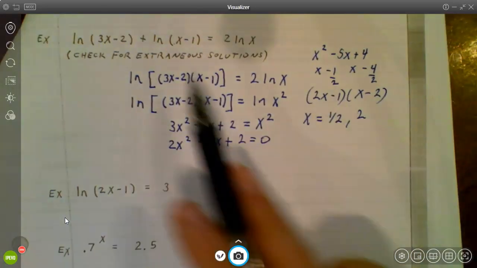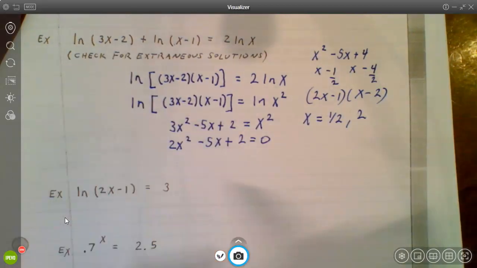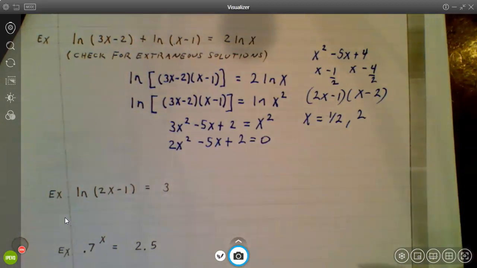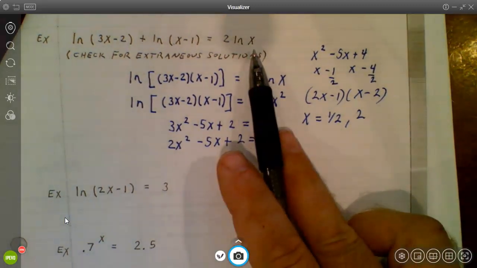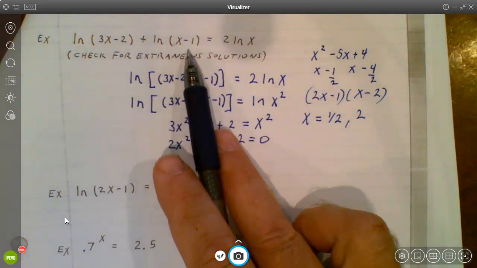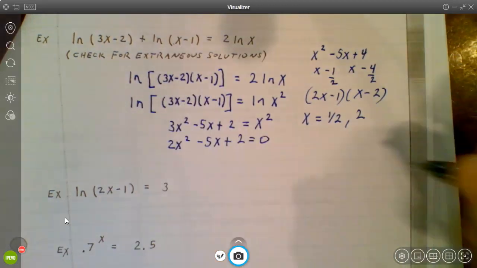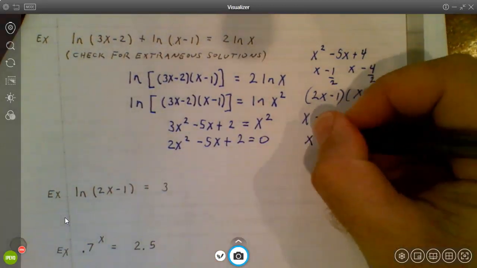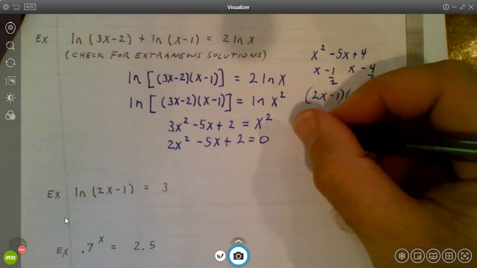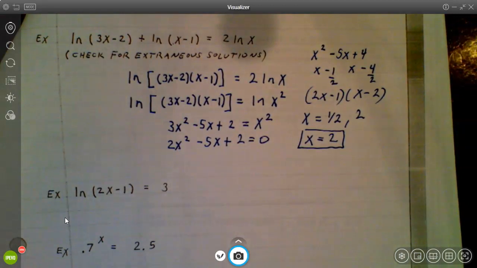If I take a 2 and do 2 minus 1, that's positive. If I put my 2 here, 6 minus 2 is positive, so it seems safe. What about that 1/2? If I put 1/2 here, well, 1/2 minus 1 would create a negative value. You cannot take the natural log of a negative, so it is out, and I can only keep x equals 2 as my solution. Something you really have to watch out for is making sure that the answers you're going to keep are okay if you were to plug them back in.